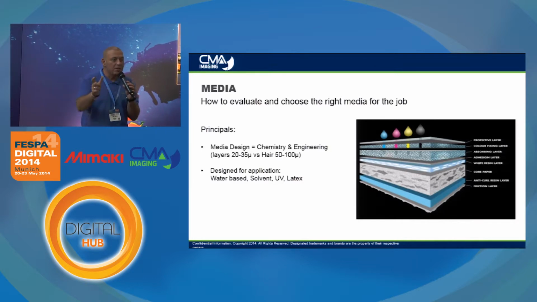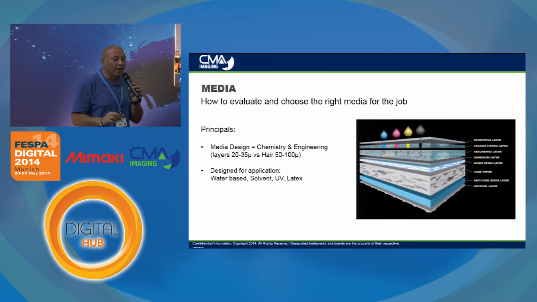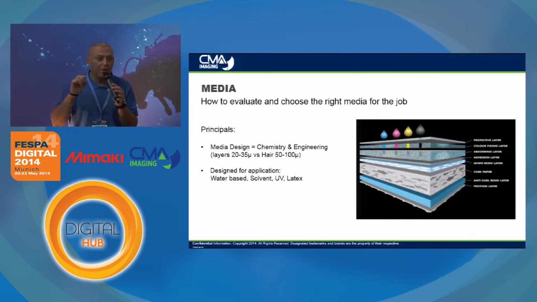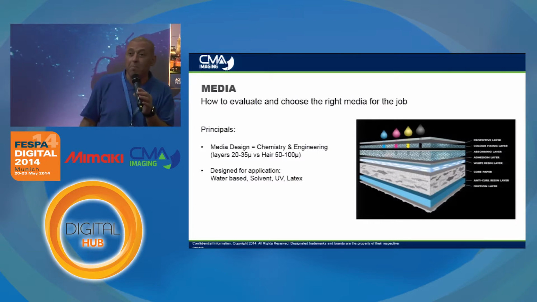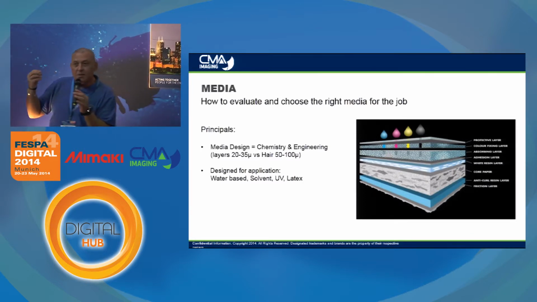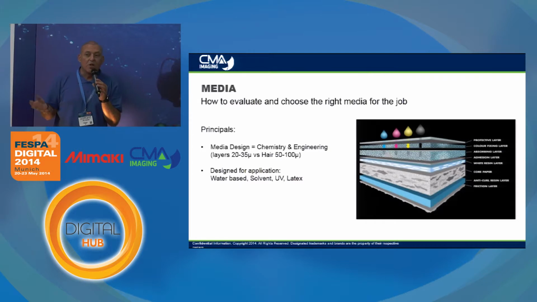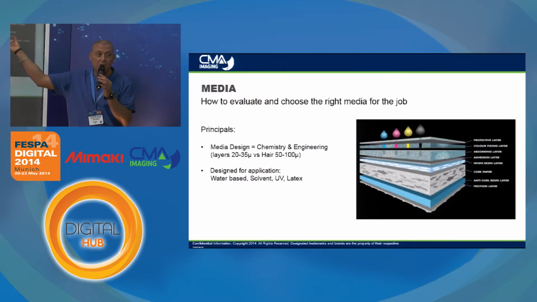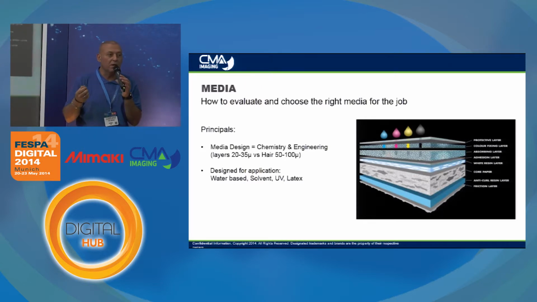For you to have a comparison, a hair, which I don't have, anyhow, is between 50 to 100 microns. So imagine the layers that are between 20 to 35. So this is something very precise. What I tried to mention to you is that layering and media design is actually chemistry, the appropriate ability to absorb the necessary things within the media, as well as engineering, the ability to arrive at these things appropriately. Thank you.